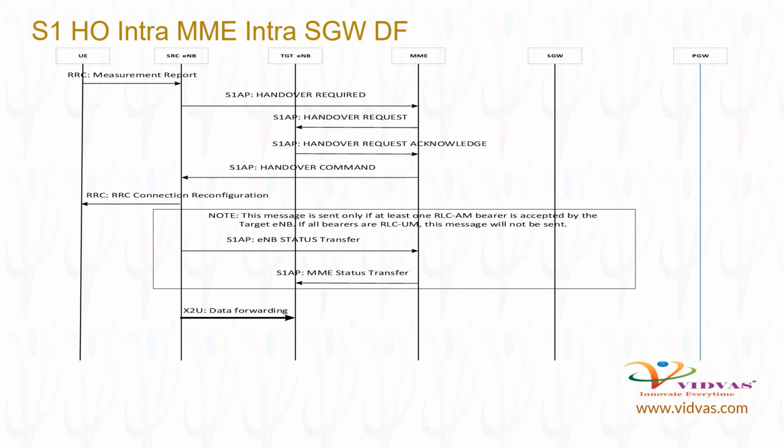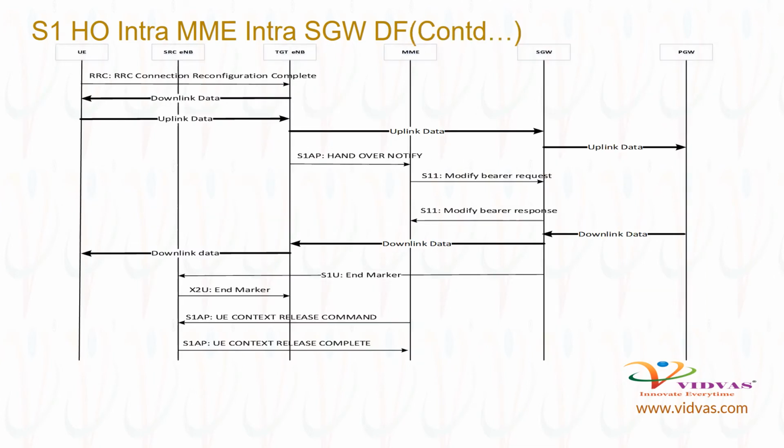If there is any uplink data or downlink data received at source ENB from the UE, or for the UE, source ENB forwards the data to target ENB, by sending X2U data forwarding message. This is because handover is in progress. Target ENB takes responsibility of sending the UE data. Target ENB may buffer the data received from source ENB, until it receives RRC connection reconfiguration complete message from the UE. After receiving RRC connection reconfiguration complete from UE, target ENB forwards buffered downlink data to UE, and forwards buffered uplink data to Internet via SGW and PGW.